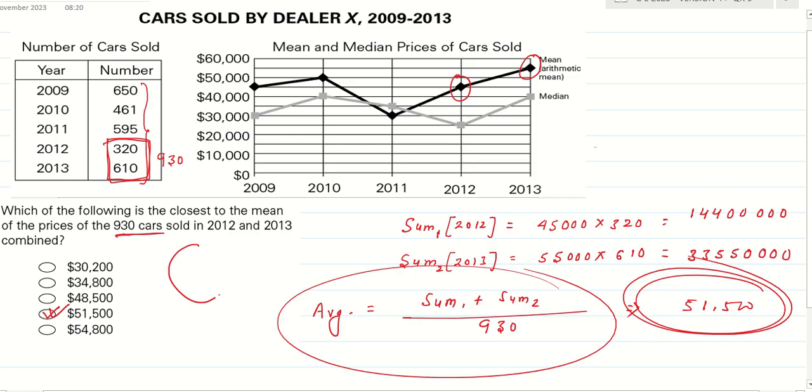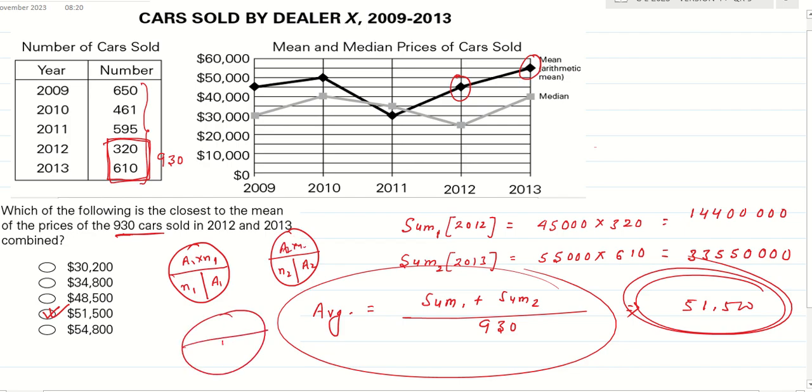Understood. Remember we had discussed this concept, right? This same concept, no? We have A1, we have N1. This is summation A1 into N1. We have A2. This is N2, second group, no? A2 into N2. So overall, I can find out the summation together divide by N1 plus N2. Correct, no? Sum 1 plus sum 2 divide by N1 plus N2. I'll get weighted average. Weighted average means what? Average of two groups or more than two groups together.